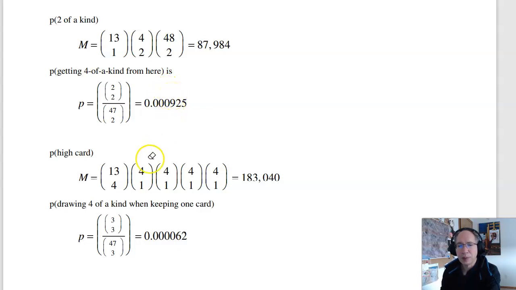Then a high card. The probability of getting a high card is there's 13 different values, pick 4 of them. The first value, pick 1. Second card, like the 2s, pick 1. 3s, pick 1. 4s, pick 1. 183,000 different ways of having no pairs. The probability of drawing to a 4 of a kind is there's 3 jacks left in the deck, draw all 3 of them, divided by 47, choose 3.